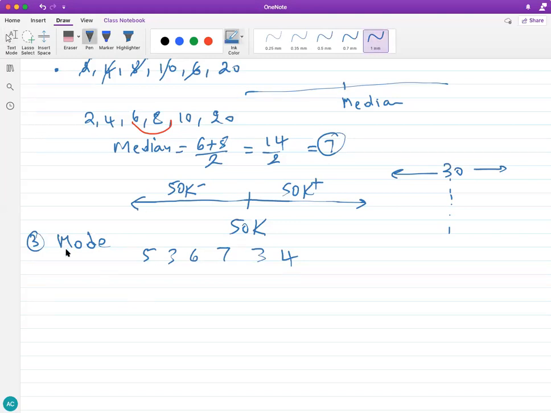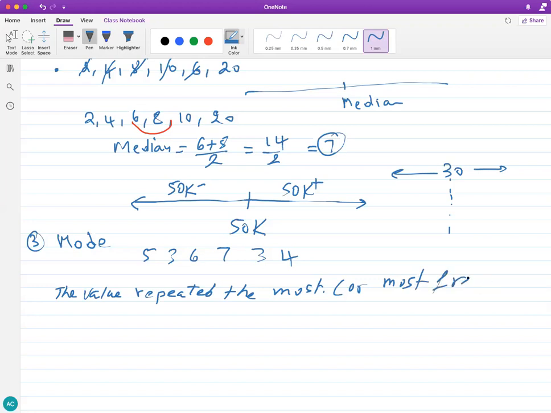Okay, so the definition of the mode is the value that is repeated the most, or the most frequent value. The value repeated the most, or most frequent. So that would be 3? That's right. Most frequent. So in this case, the mode is this one.